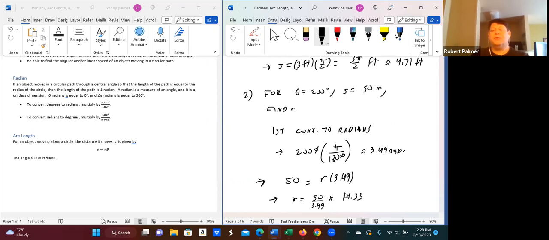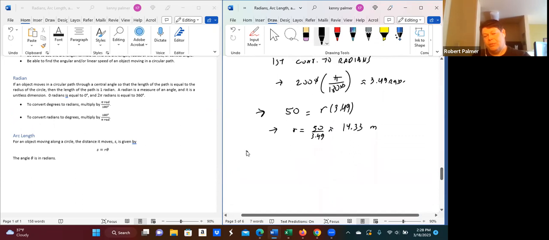Now, what are our units here? Well, once again, S and R have the same unit. So S is in meters, so R is also in meters. Okay, let's do one more. Number 3, this time we know R is equal to 2.3 inches. S is equal to 17 inches. And then find theta.